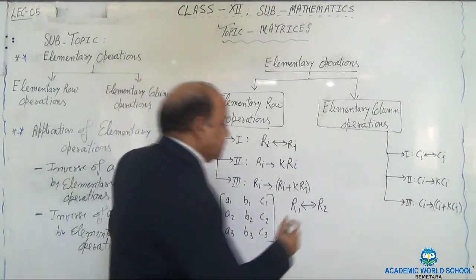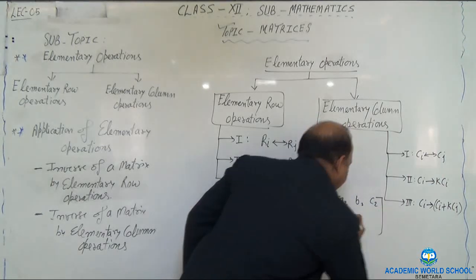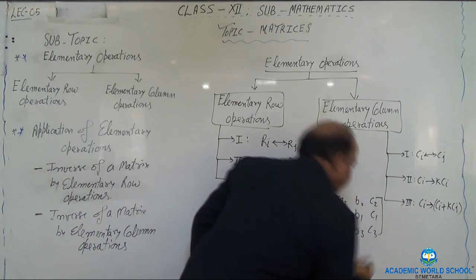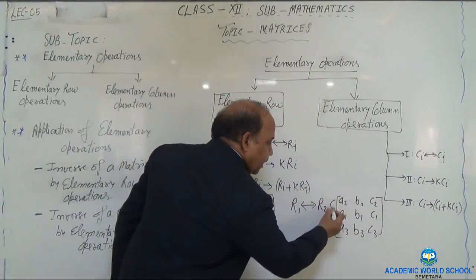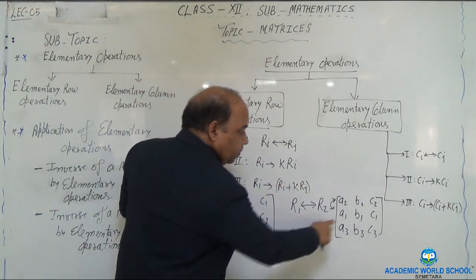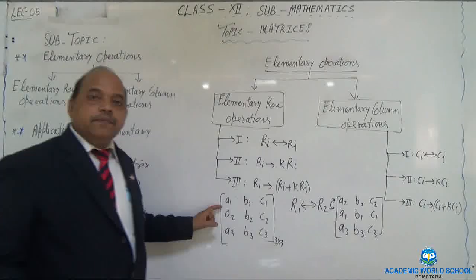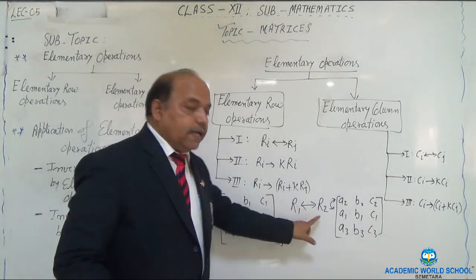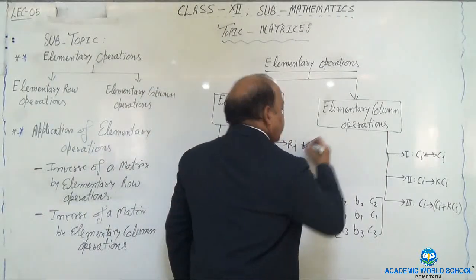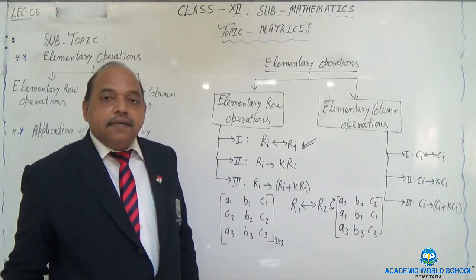What will be the form of this? It will become A2, B2, C2; A1, B1, C1; A3, B3, C3. Please see that these two rows are interchanged. It was A1, B1, C1. Now this part has gone to R2, and this R2 has come to R1. So this is what is written: R1 and R2 can be interchanged. This is what is called interchanging the ith row with the jth row. So they are interchanged. Come to the second one.